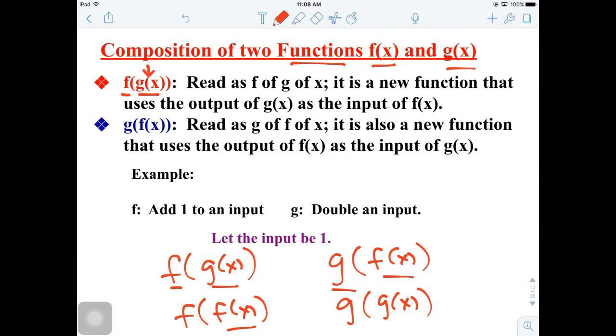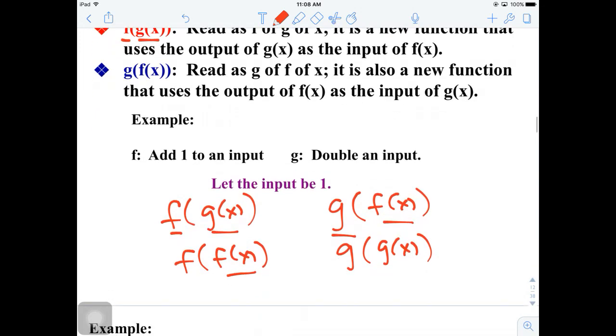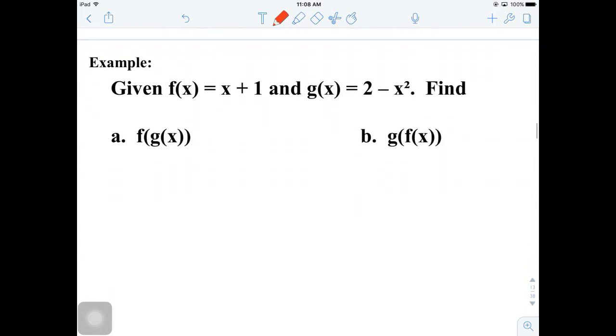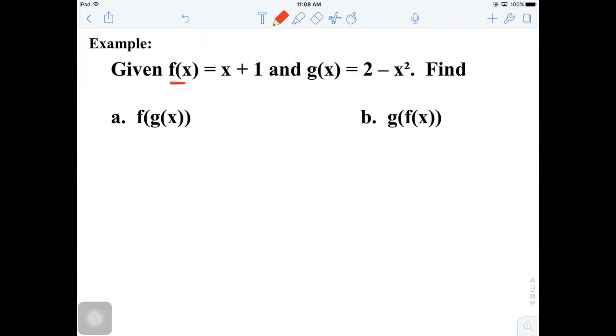Now we're going to take a look at how a composition function actually works using some specific examples. Let's take a look at the first one. Given that f of x is equal to x plus 1 and g of x is equal to 2 minus x squared, we're going to find the first composition, which is f of g of x. As I mentioned earlier, a composition function is evaluating one function at another function, which means we're going to evaluate the function f of x and input g of x into the x value. Wherever you see x, we're going to put in g of x. So we're going to enter f of g of x.